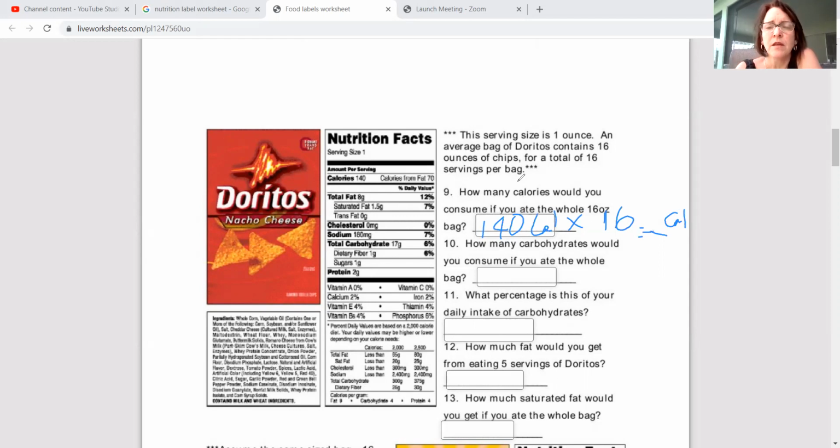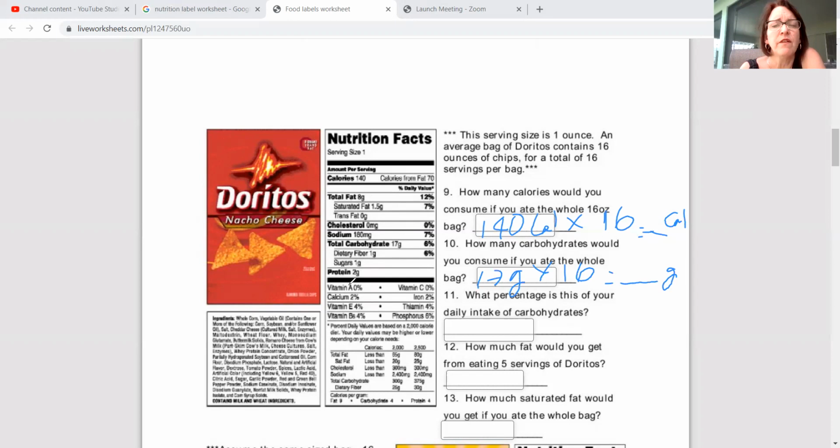It says, how many carbs would you consume if you eat the whole bag? They are not referring to calories of carbs, so I think the answer here can be in terms of amount. Again, you go and see how much you have in one serving. You have 17 grams in one serving, and you have 16 servings in this container. So it's 17 grams times 16 servings. And this will tell you the total grams of carbs in this container.